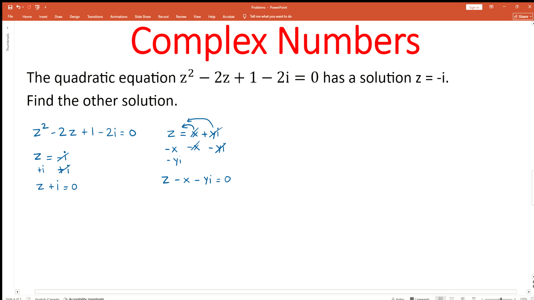Now we can use these binomial factors to write the given equation in factored form. Therefore, z plus i, the first binomial factor, times z minus x minus yi, the second binomial factor, should be equal to the given equation z squared minus 2z plus 1 minus 2i. This is the equation we have to analyze to find the values of x and y. The next step is to distribute the terms in the parentheses on the left side.